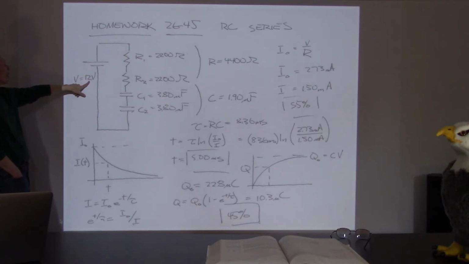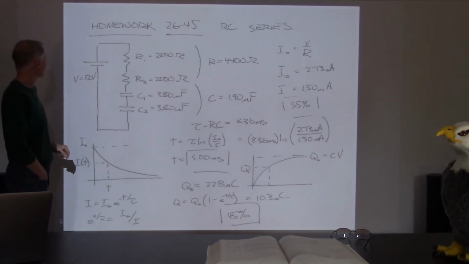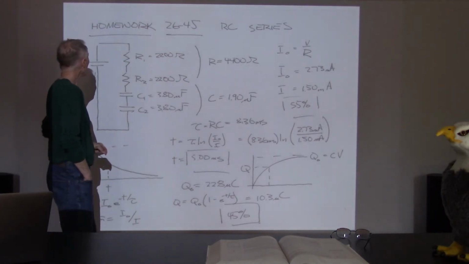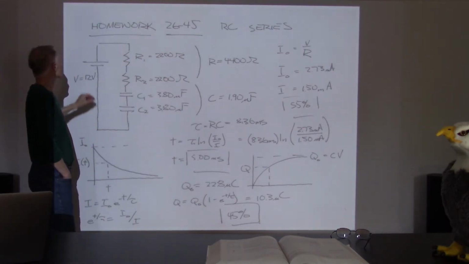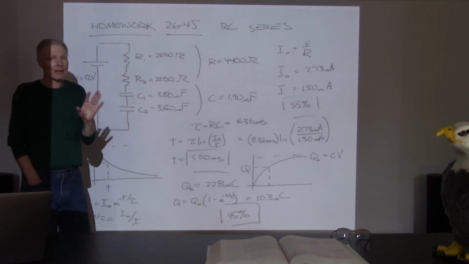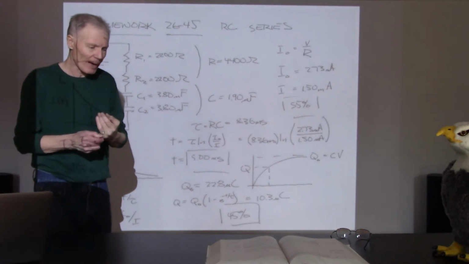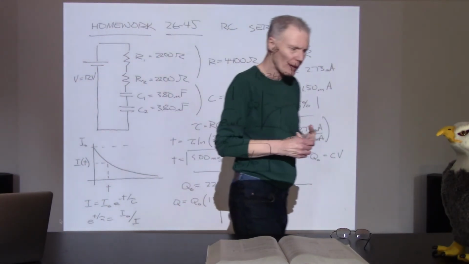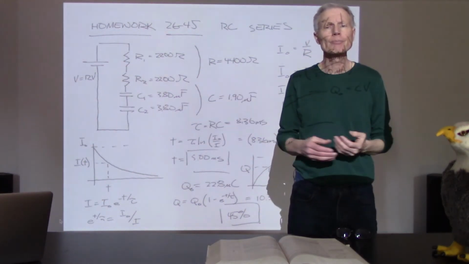It does not say RV. It says 12 volts. I apologize for that possible confusion. This was an interesting problem because it says we have a battery, we have two resistors. It didn't show you the diagram. You had to draw it yourself. But it said we had a battery, two resistors, two capacitors, everything's in series.